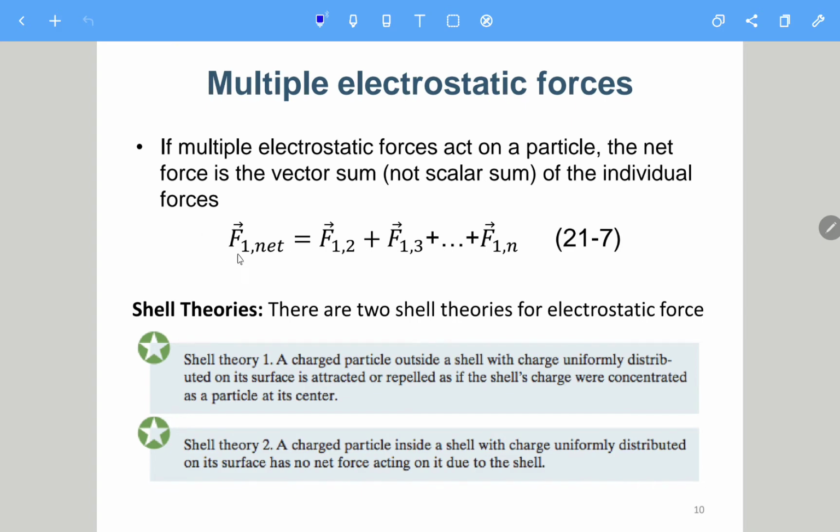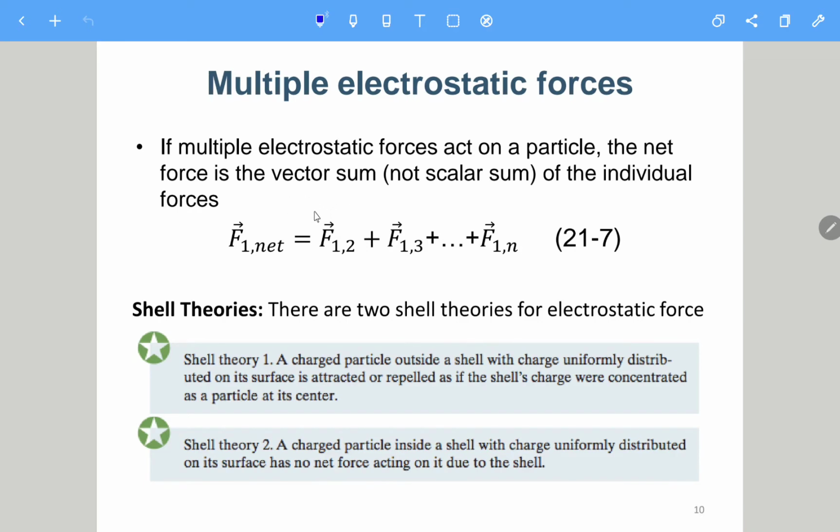2, 3, 4 up to n charged particles will have a force acting on charge 1, and 1, 3, 4, 5, 6 up to n will have force acting on charge 2. So they are all different. And of course, if you need to calculate the force acting on charge 1, then you need to add the force due to charge 2, 3, 4 up to n, and then you add them together with a vector sum, not the scalar sum.